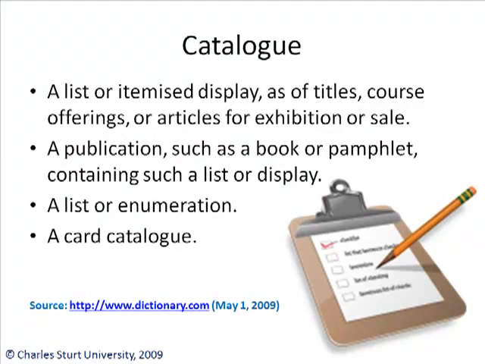Okay, if you know me a little bit, you know I quite like dictionary.com, so here are some definitions for a catalog. A catalog is a list or itemized display as of titles, course offerings, or articles for exhibition or sale. A catalog is a publication, such as a book or a pamphlet, containing such a list or display. It's a list or enumeration. It's a card catalog. So a whole bunch of definitions for a catalog.